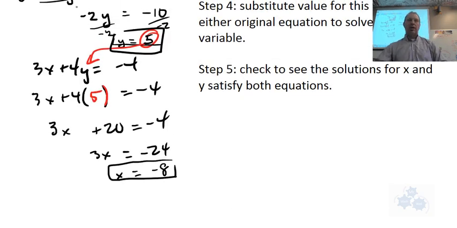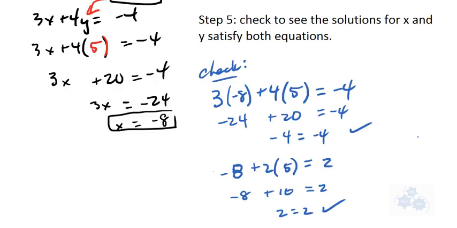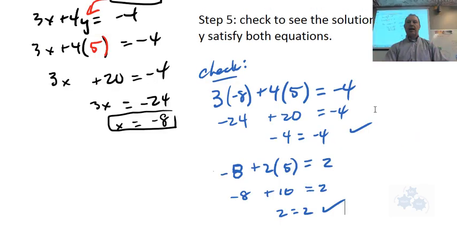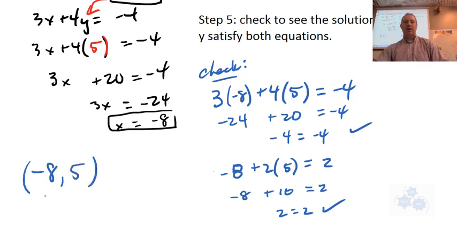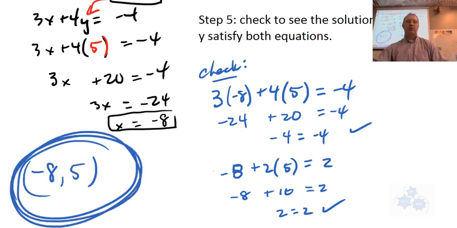So my original equations, I'm going to substitute the variables in real quick here. When you plug your x and y variables into each of the original equations, you should get both sides being equal. And if that's the case, like it is here, then you know that your solutions are negative 8 and 5. That's the answer. That's the solution. That's where those two lines would intersect on a graph.